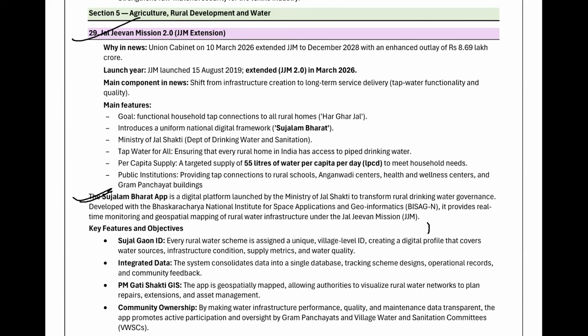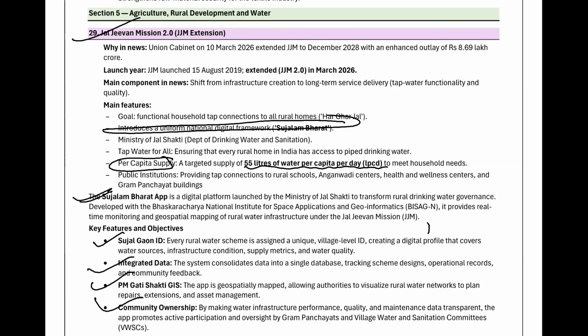Key features क्या क्या है ये, it is important for your mains answer writing. ठीक है? That is Sujal Gav ID, integrated data, PM Gati Shakti GIS, community ownership. This has been given. देखो, per capita supply, it is targeted to supply 55 liters of water per capita per day, that is LPCD. Is it clear? ये important है. Are you all getting my point? Why? It has an enhanced outlay of how much? 8.69 lakh crore. Only this is important for your prelims, right?